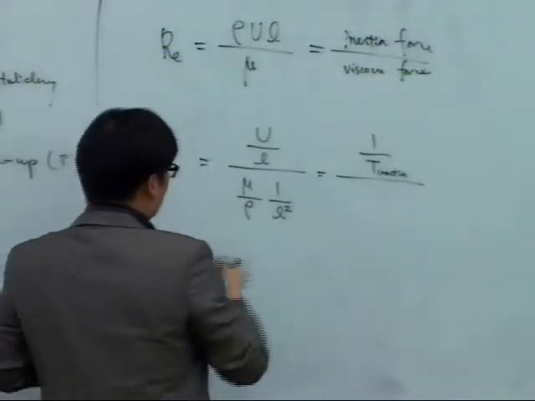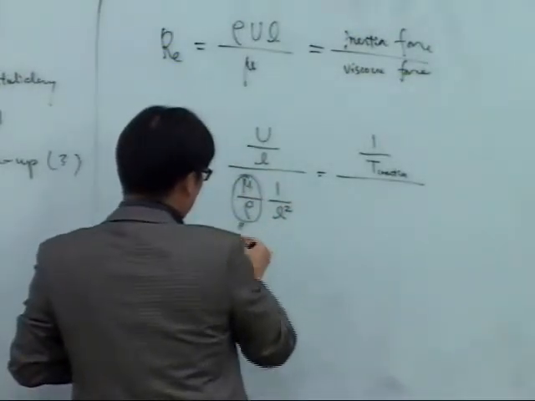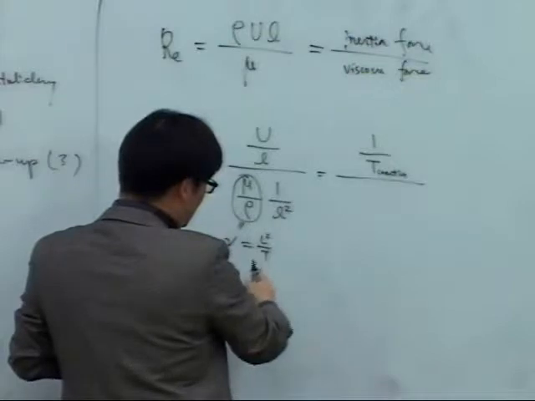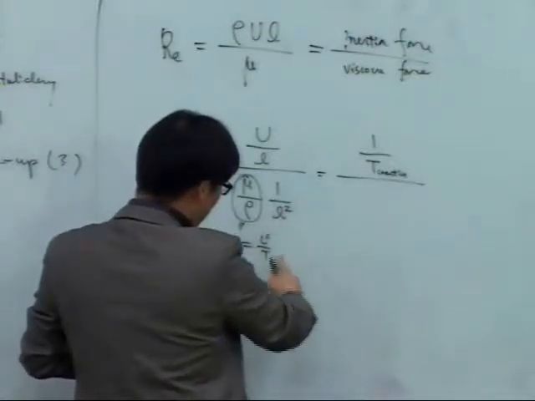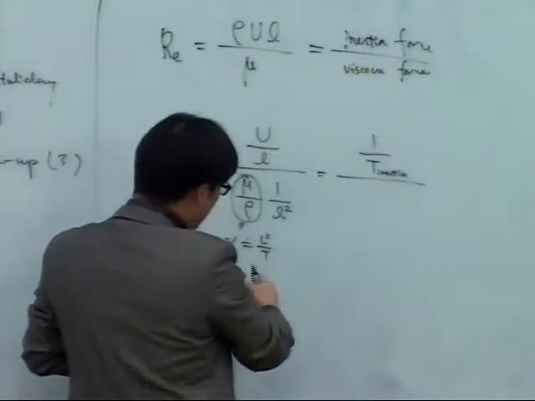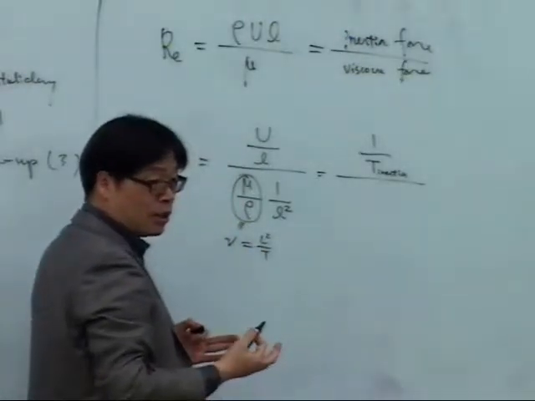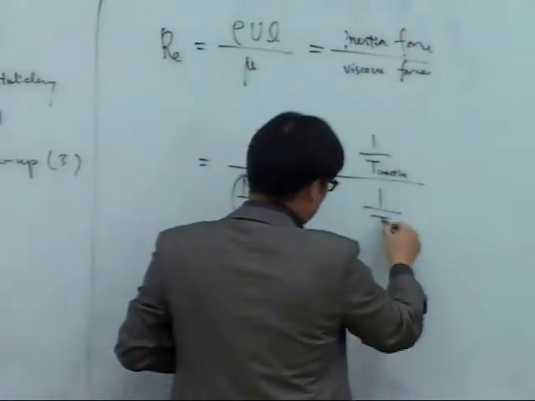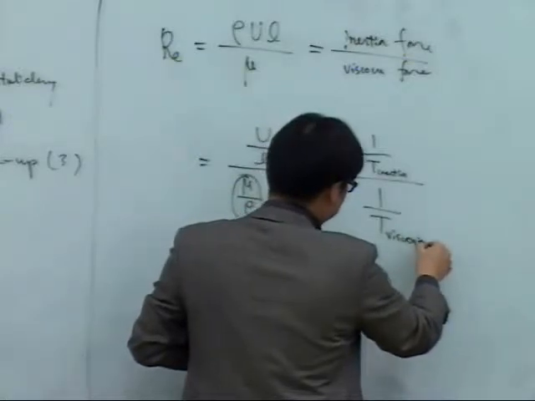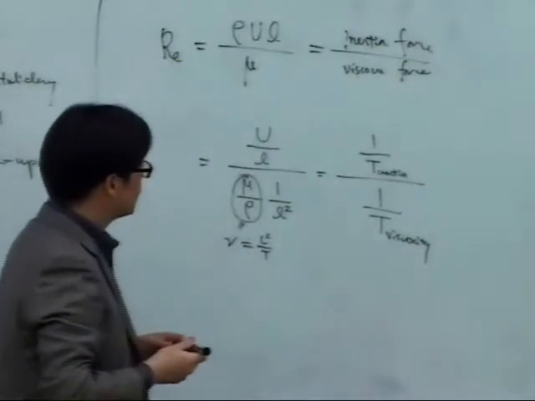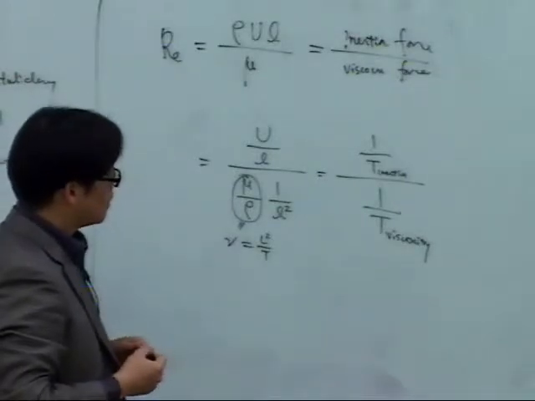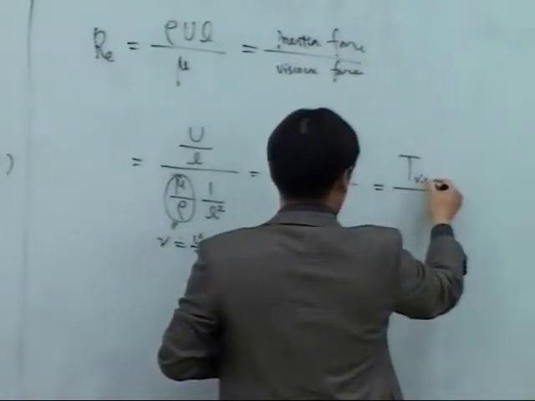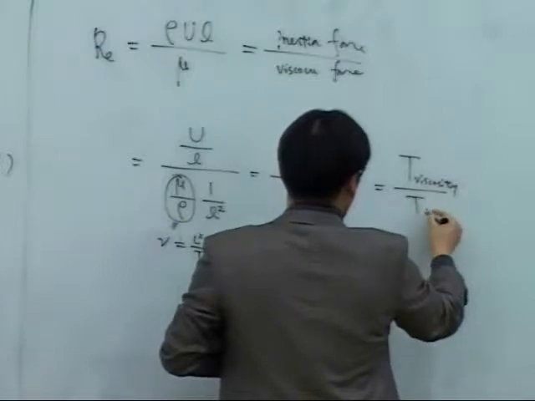On the other hand, this is the kinematic viscosity nu, which has a dimension of L squared divided by T. When I divide it by L squared, which has a dimension of L squared, I end up with a dimension of 1 over T. Since that time is associated with the viscosity, I say this is the time scale of viscosity. So at the end, the Reynolds number measures T viscosity divided by T inertia.